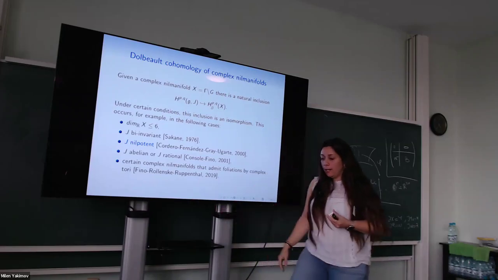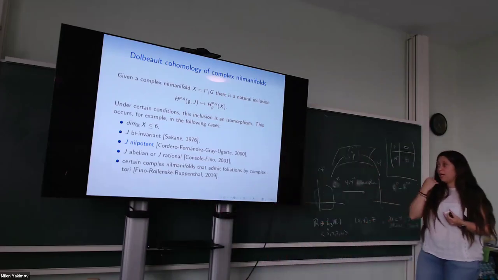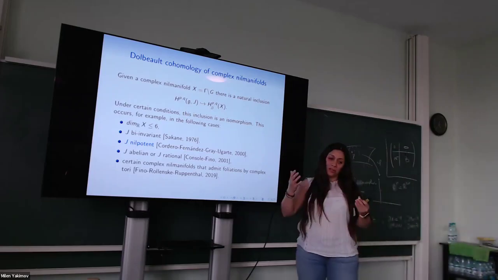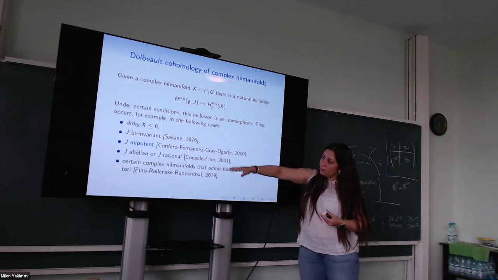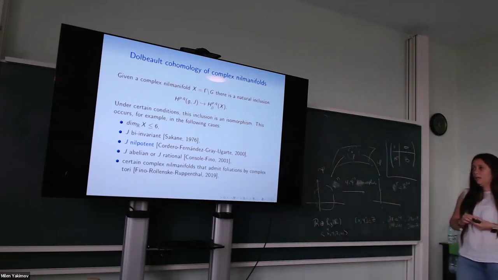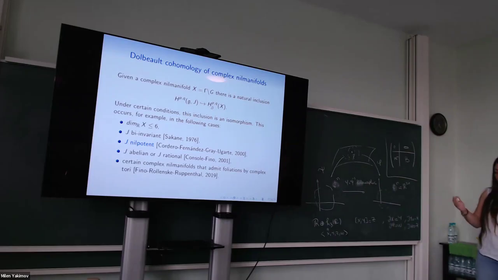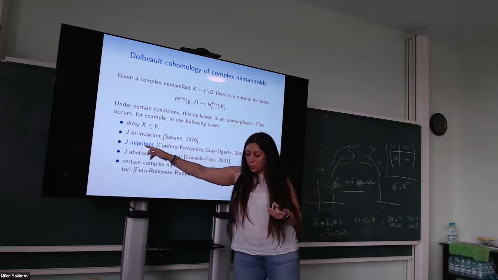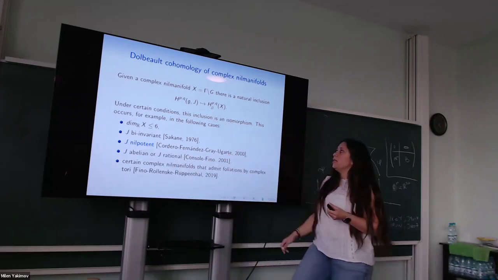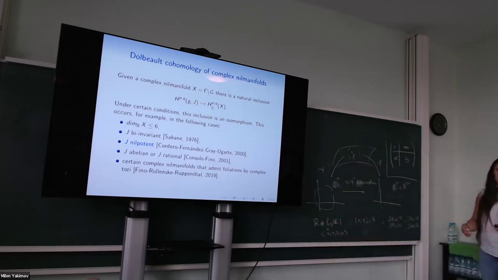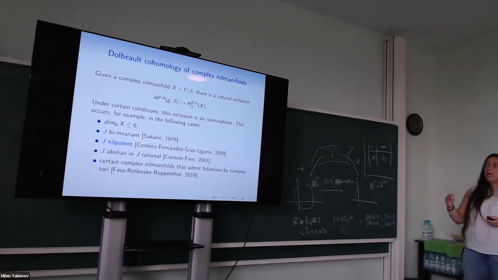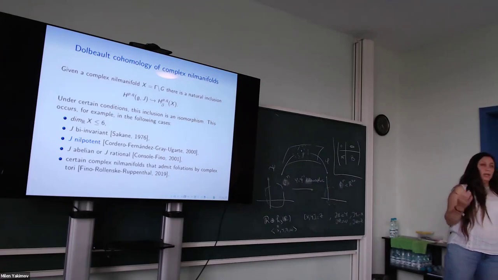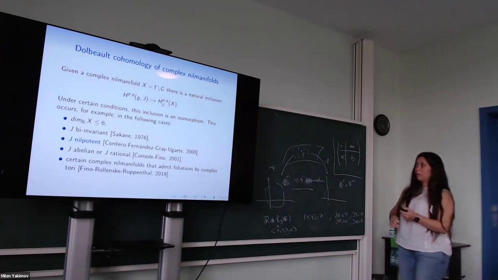And there are supporting results telling that the conjecture could be true. These are all the cases in which it's known that the conjecture is true. In particular, if you have a complex structure which is nilpotent, then this inclusion is an isomorphism. So at some point, this is telling us that if you want to compute the Dolbeault cohomology, you can use left invariant forms. So you can compute at the algebra level.